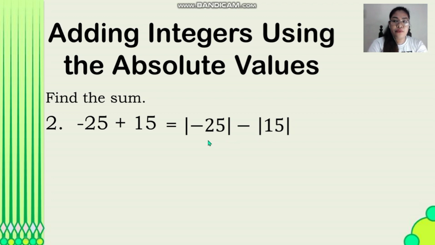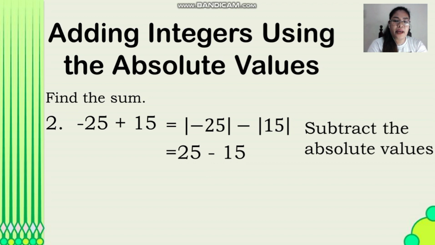So what's the absolute value of negative 25? Okay, let me remind you that you need to remove the negative sign. So the absolute value of negative 25 is positive 25. Minus the absolute value of 15. Okay, the absolute value of 15 is 15. Okay, so 25 minus 15 is equal to 10.